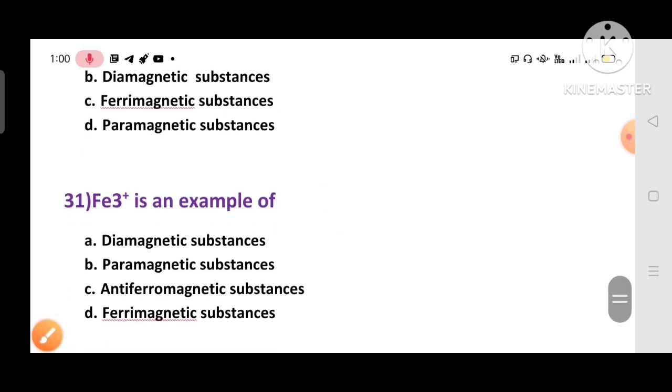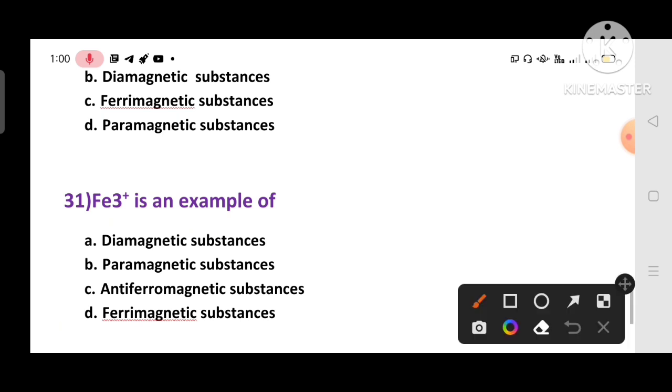Next question. Fe3+ is an example of option A, diamagnetic substances, option B, paramagnetic substances, option C, antiferromagnetic substances, option D, ferrimagnetic substances, and the right answer is option B, paramagnetic substances.